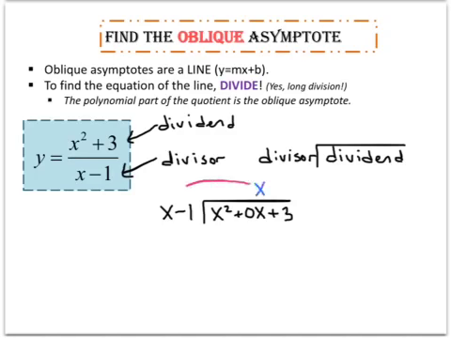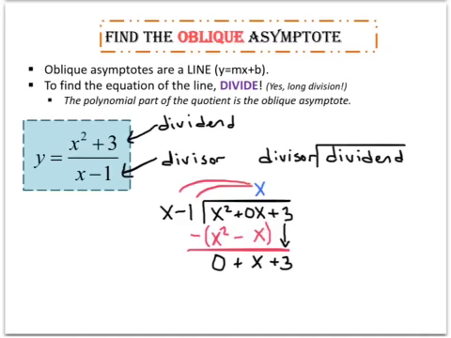And then I'm going to multiply that back through, so that's x squared minus x. Remember, we are always subtracting. Put your parentheses here. So that will give me 0. 0x minus negative x is a positive x. Bring down the positive 3. x times what gives me x? Or x divided by x is what? Well, that's going to be 1.